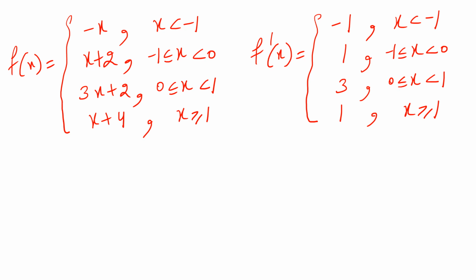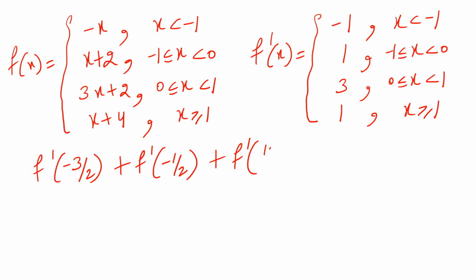Now students, in the statement S1, we have to find the value of f dash minus 3 by 2 plus f dash minus 1 by 2 plus f dash 1 by 2 plus f dash 3 by 2. Now since minus 3 by 2 lies in the first region, that is where x is smaller than minus 1, the value of f dash minus 3 by 2 is going to be minus 1. And similarly, you can find all other values.